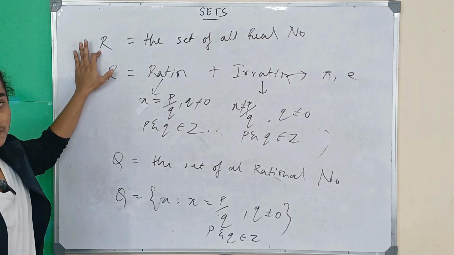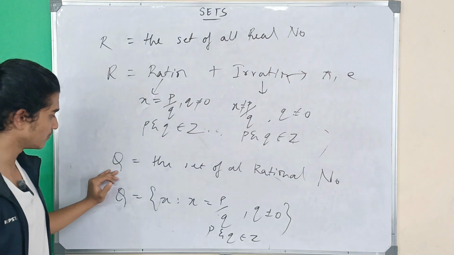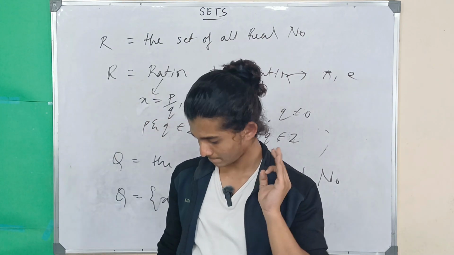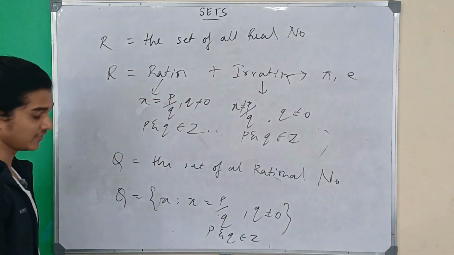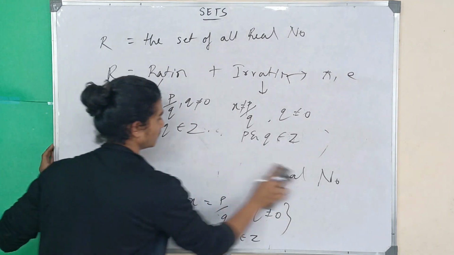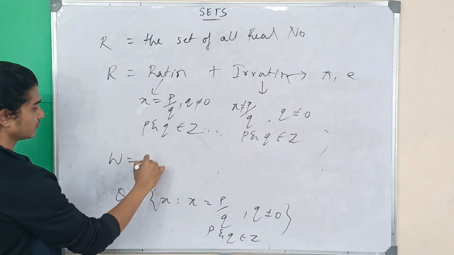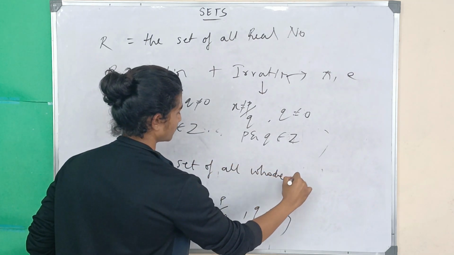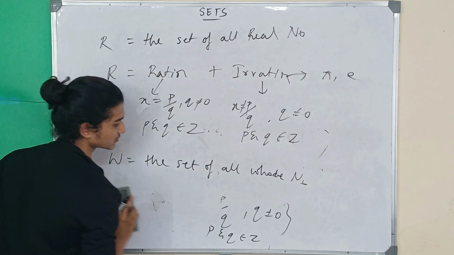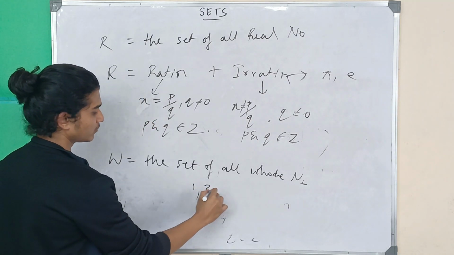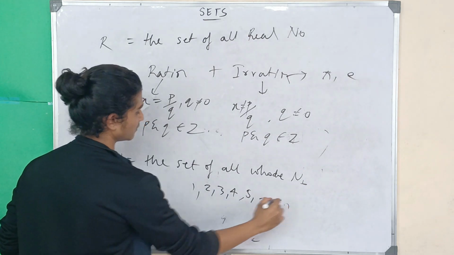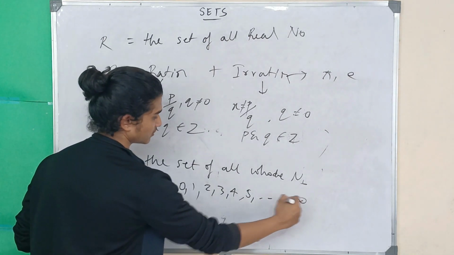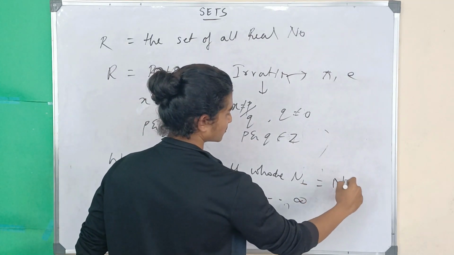You're going to use R for that notation, Q for the set of all rational numbers, N for the set of all natural numbers, and Z for the set of all integers. And the next one, it's not written in the book, but still I'm going to tell it to you: W, the set of all whole numbers. Whole numbers are basically 0 plus natural numbers. Natural numbers start from 1, 2, 3, 4, 5 and go on, so if you want whole numbers, just add 0.